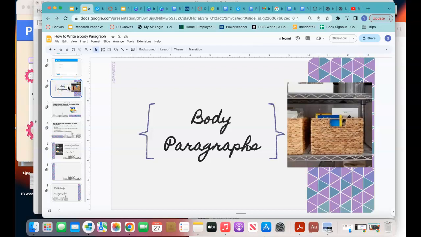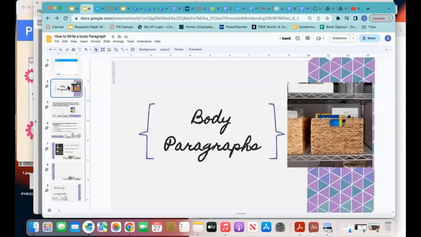Okay, if you're watching this video, you should be using the compare and contrast graphic organizer. If not, find the other video. So today we're going to talk about how to organize your body paragraphs and what you should include in each body paragraph.